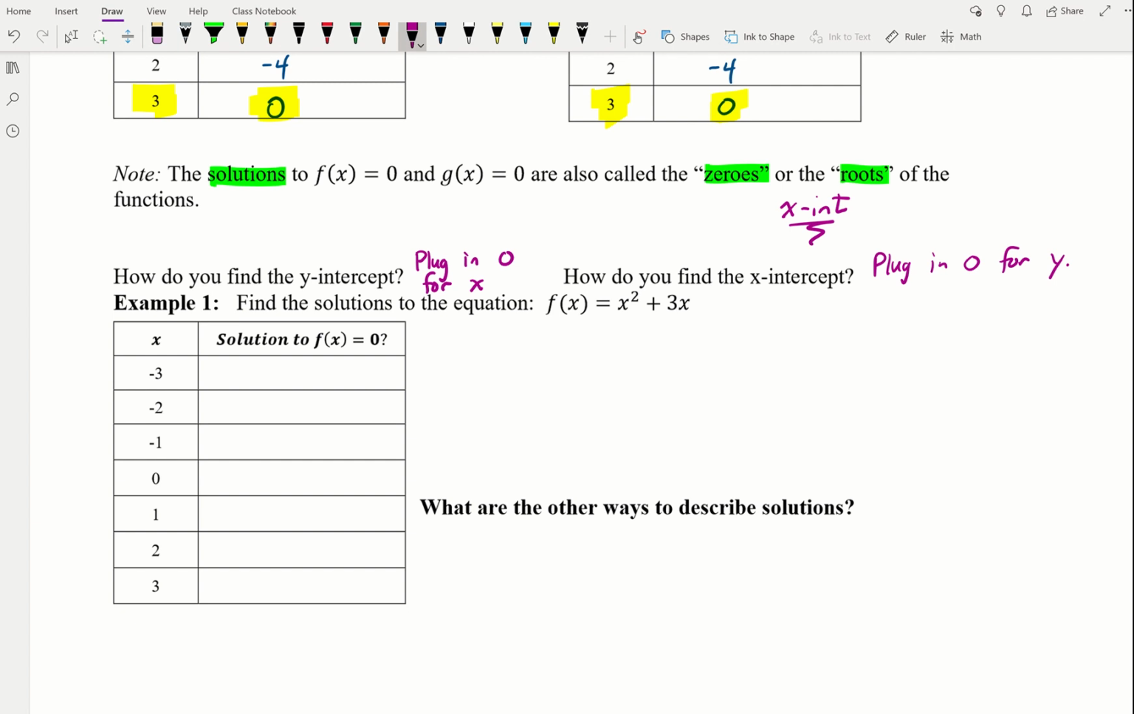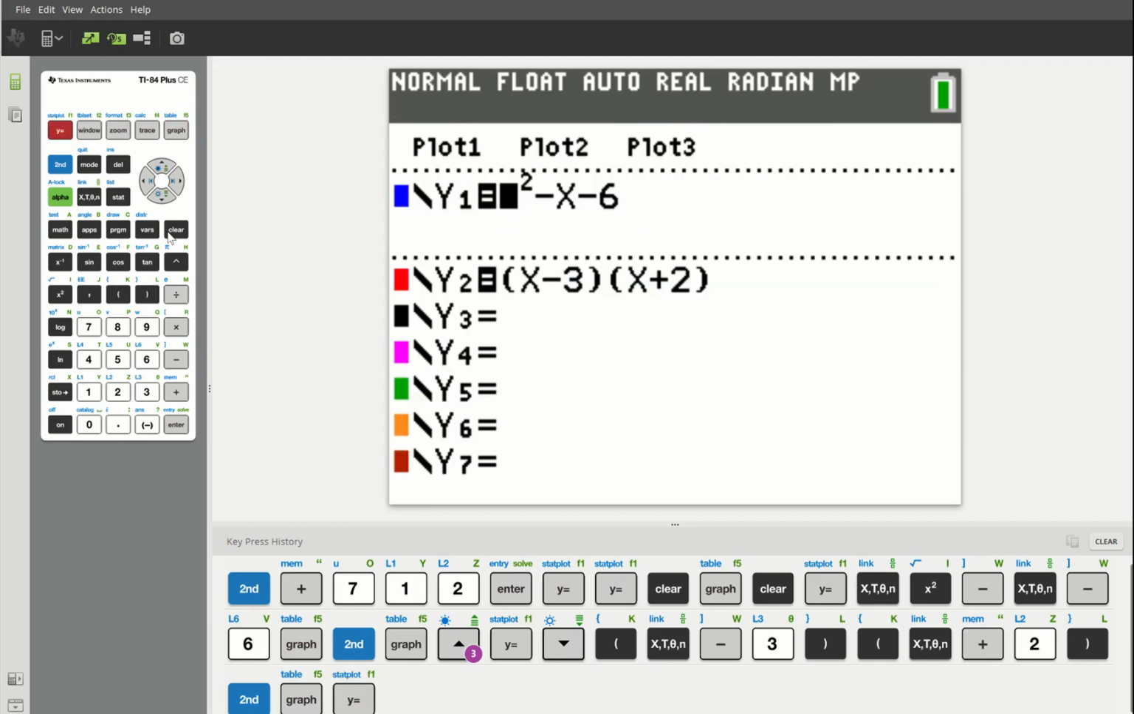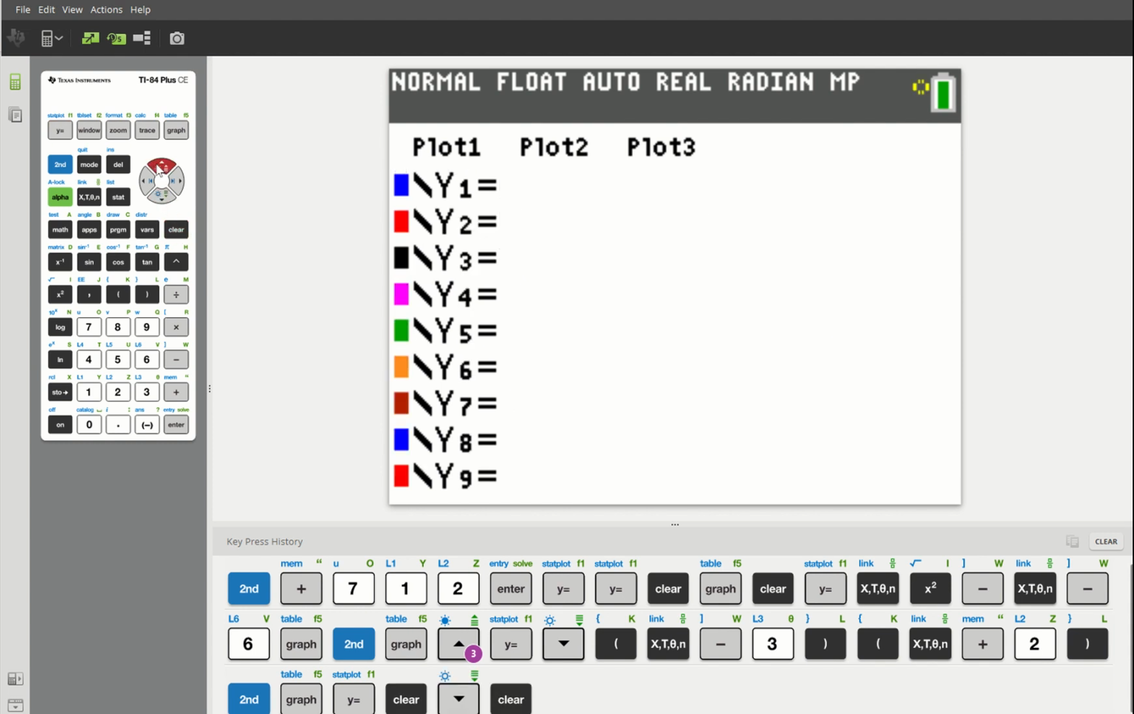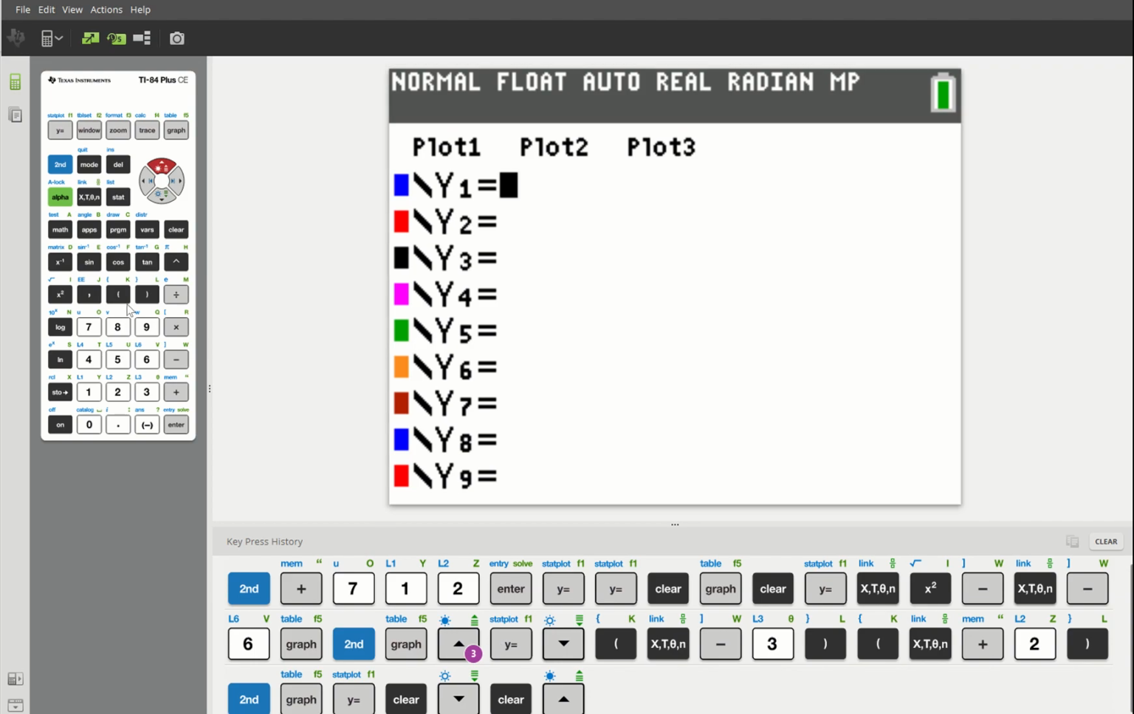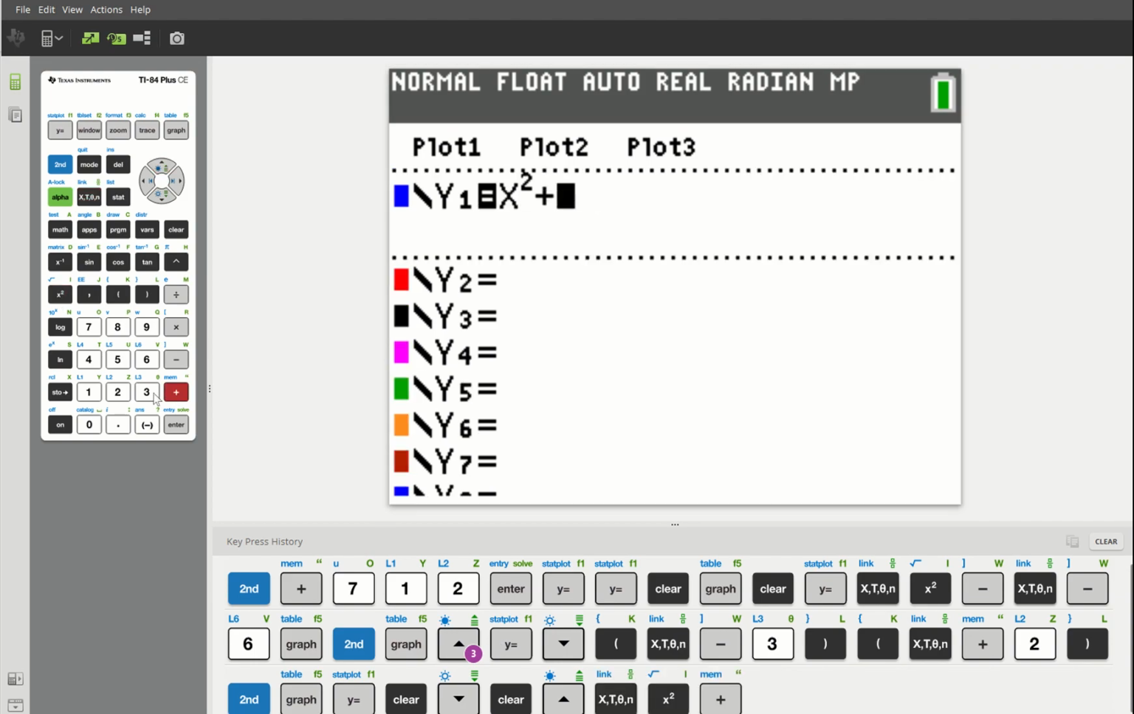All right, so in example 1, it says, find the solutions for the equation. Now, based on what you currently know, think about how you might do that. I'm going to plug it in the graphing calculator. While I'm doing that, pause the video and try to come up with the solutions on your own. So I'm going to pull up the graphing calculator and clear out what we already had. Just to make sure I plug in the right thing, we have x squared plus 3x. So x squared plus 3, oops, not 3 squared, sorry.